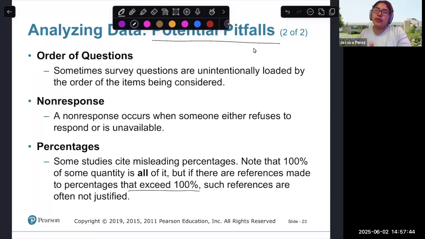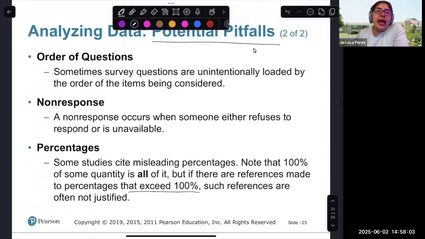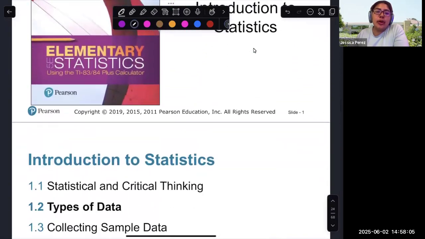And that's not justified. So for example, in the newspaper, you can see things like, oh, 20% of all dogs can eat this and that. But maybe they're looking at cats and dogs, so it's more than 100%, right? And that concludes section 1.1.